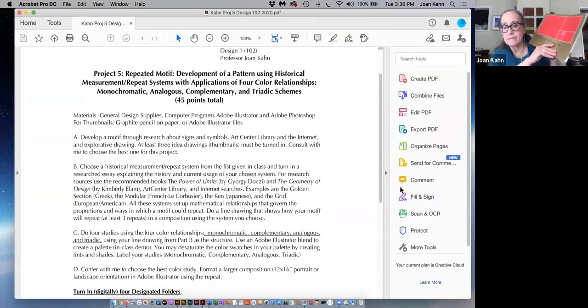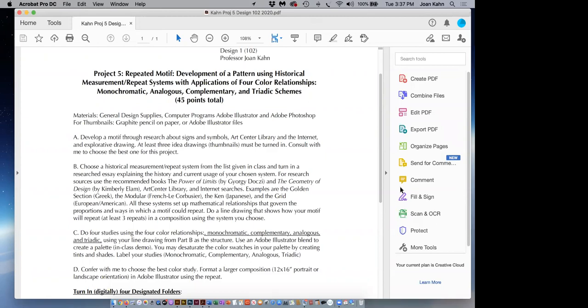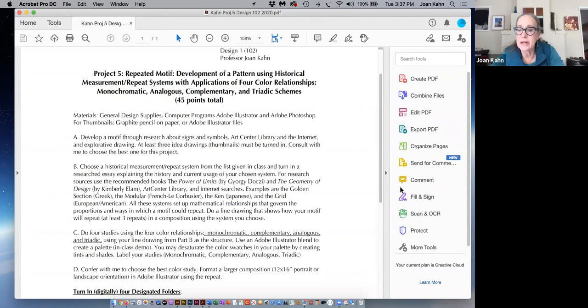And it's a great book for doing this project, but because you can't easily find the real books right now, and you can't really come to me for them, you're going to have to do this online. So you can choose your measurement or repeat system by just looking at the list and Googling it. And then you'll have to do the research by, as I said, using the internet or going into the Art Center Library.